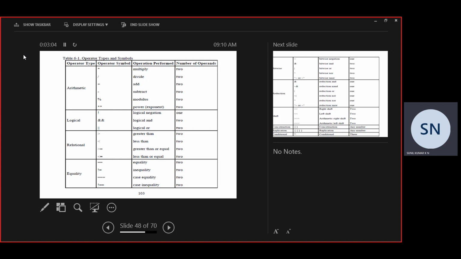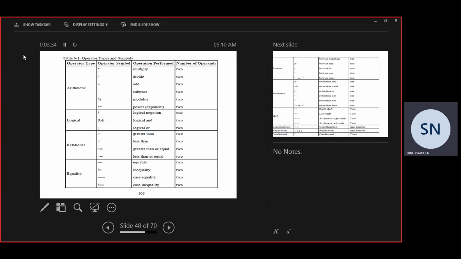Double ampersand is logical and, then logical not, and logical or. These are the three logical operations. If it is a negation operation, it requires only one operand, and if it is logical and as well as logical or, two operands are required. So a double equal to b, or a double ampersand b. If you have certain conditions to be checked, you put them into the logical operator. And relational operator.